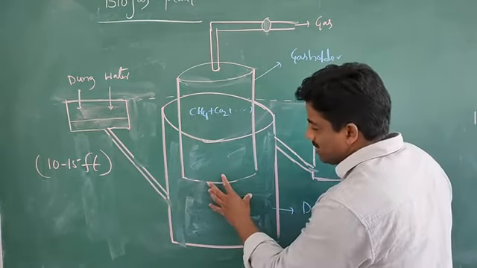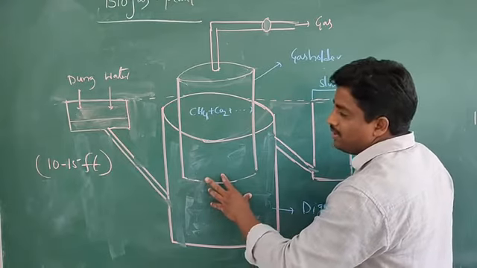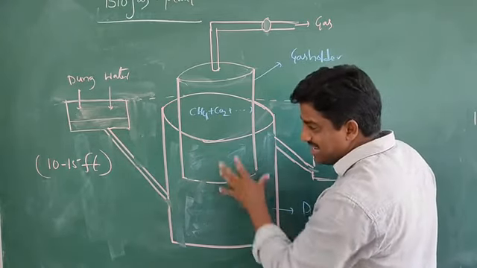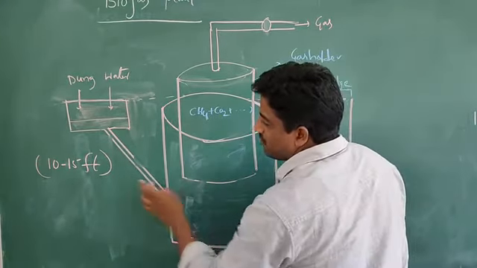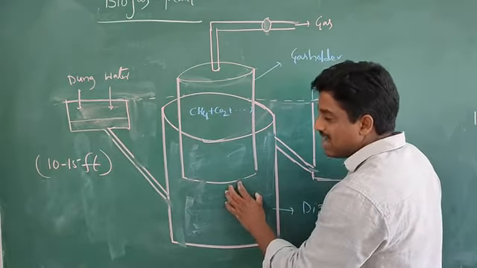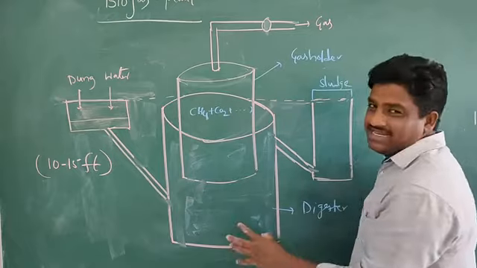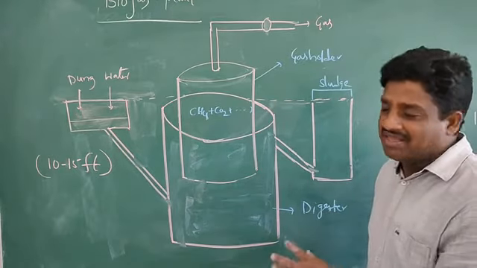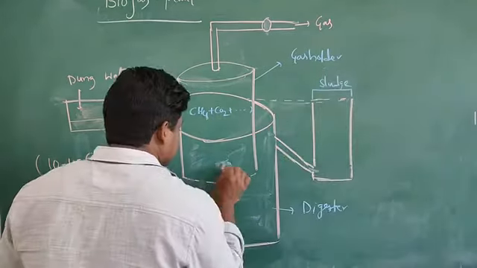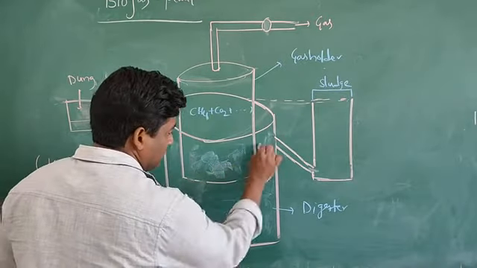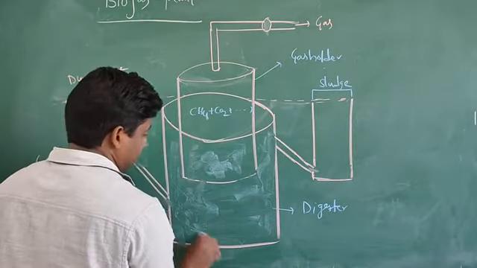So the biogas plant consists of a concrete tank, how much? 10 to 15 feet, in which the biological waste is collected and the slurry is fed. Slurry, S-L-U-R-R-Y. The slurry is like that.